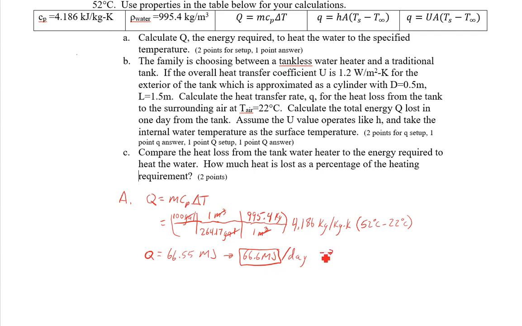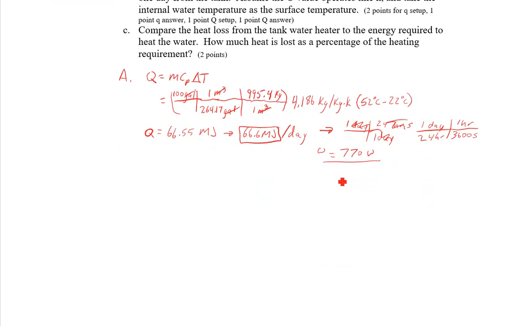And if we convert that to watts, we just have to do 1 day has 24 hours. I'm sorry, I'm doing this backwards. We have 1 day, 24 hours, 1 hour. You could break this down into minutes, but I recall offhand that it's 3,600 seconds. So if I do that, I get Q equals 770 watts. So some people had that value, and that's sufficient as well. So that's part A.